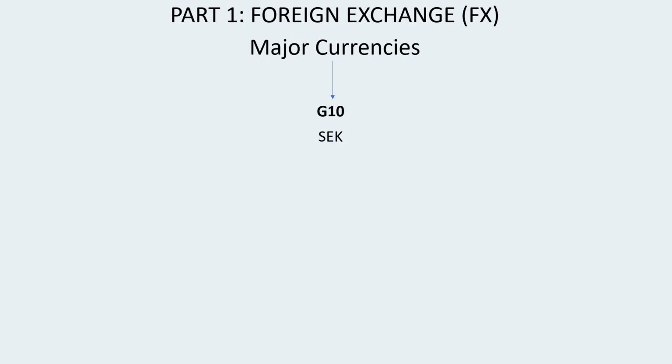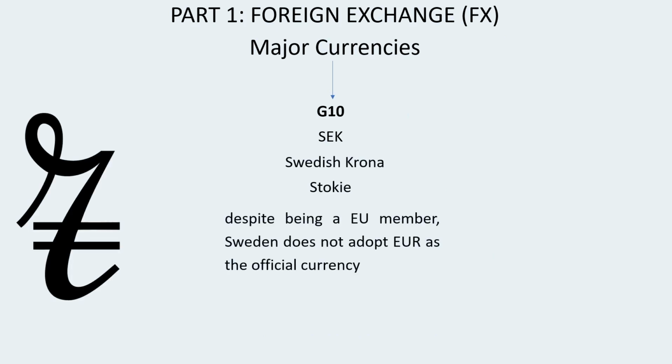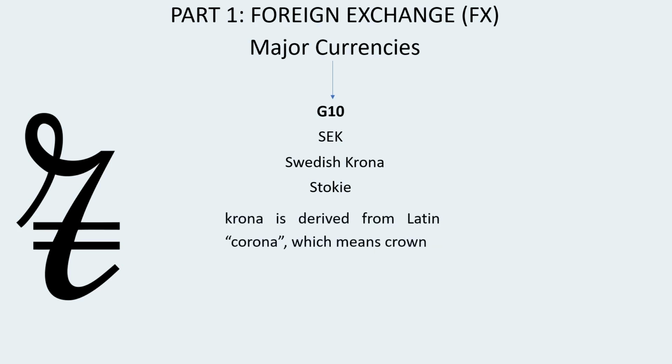Next is the SEK, which is the ISO code for the Swedish krona. It is also known as the Stocky. Krona is derived from the Latin word corona, which means crown. Several countries use some form of corona, like the Czech koruna, krona in Faroe Islands and Iceland, and krone in Norway and Denmark. Early on, I talked about 19 euro members adopting the euro as the official currency. Well, of the 8 remaining EU members that do not adopt euro as the official currency, Sweden is one of them. And this is how it looks like.